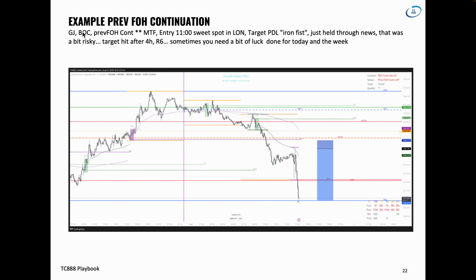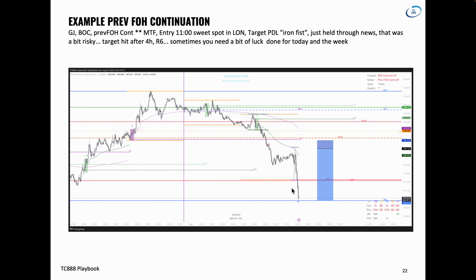So you see breakout close, very nice. That's one of the signals we want to see. Previous fake out high continuation, 2-star MTF, entry 11 o'clock. So this was already a bit late. We will check if this was perfect.